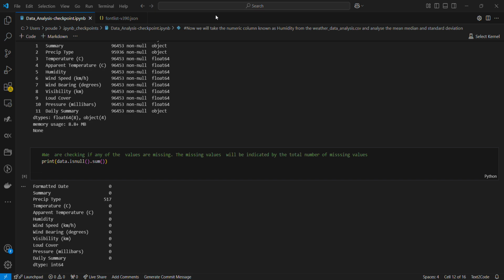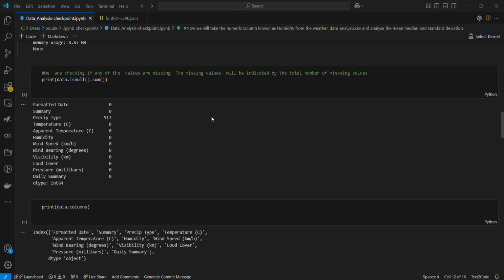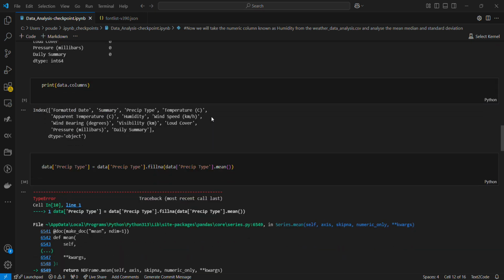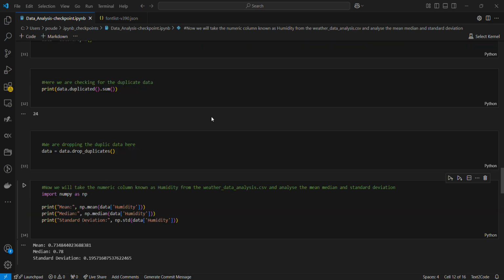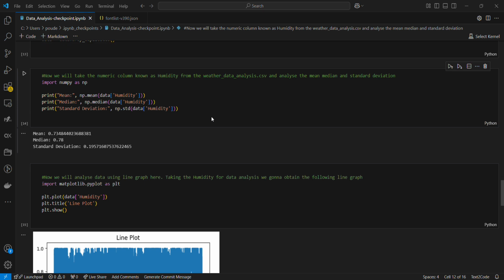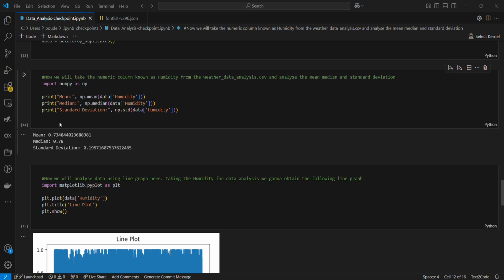Thank you, Durga Bahadur Basnet. Now, in this part, we focused on the humidity column from the weather history dataset and calculated three key statistical measures: mean, median, and standard deviation. The first one is mean. The mean humidity value is approximately 0.735, that is 73.5%. This represents the average humidity across all the data points in the dataset. It gives us a general idea of the central tendency of humidity values.